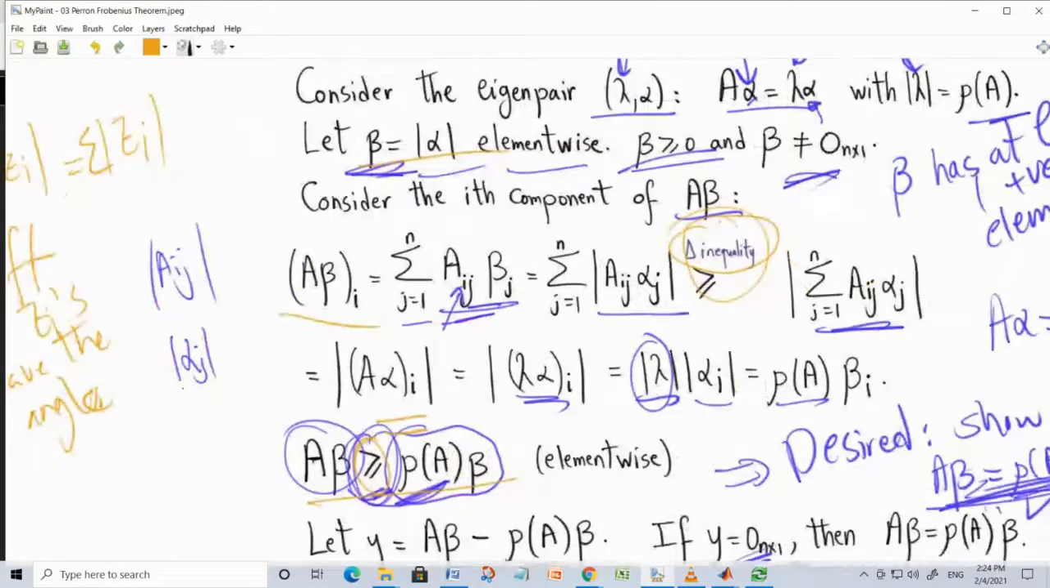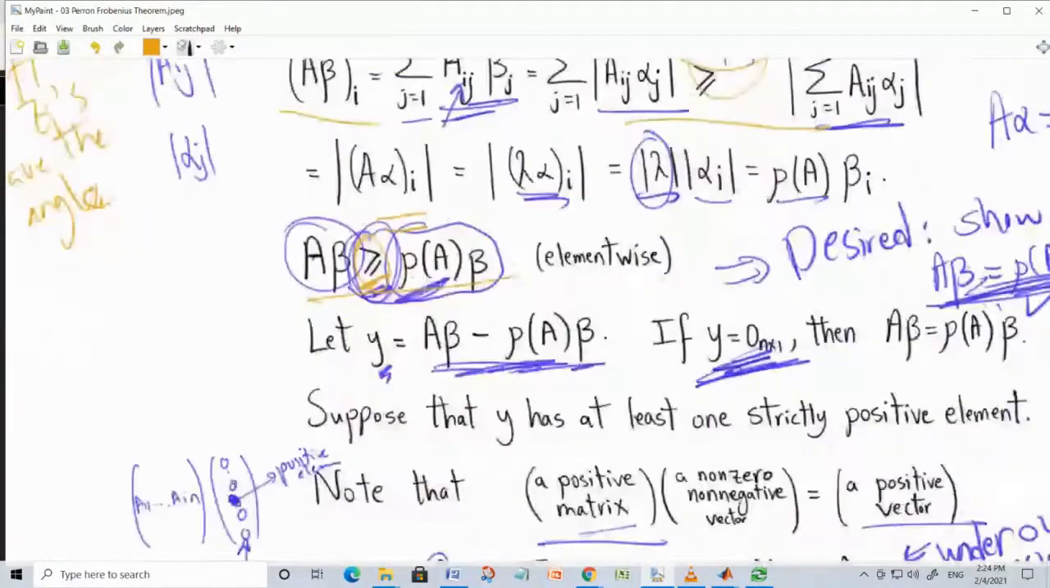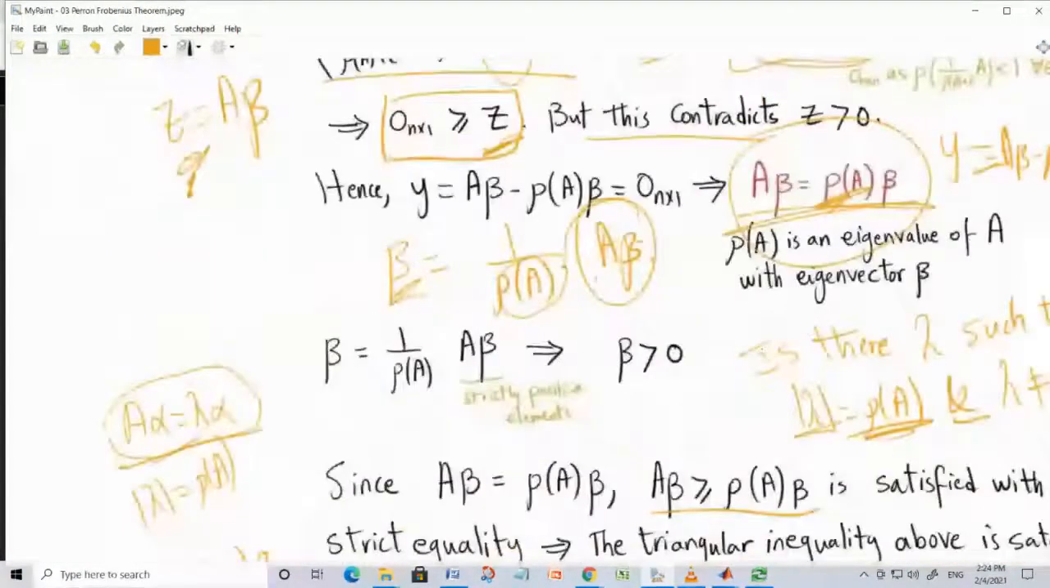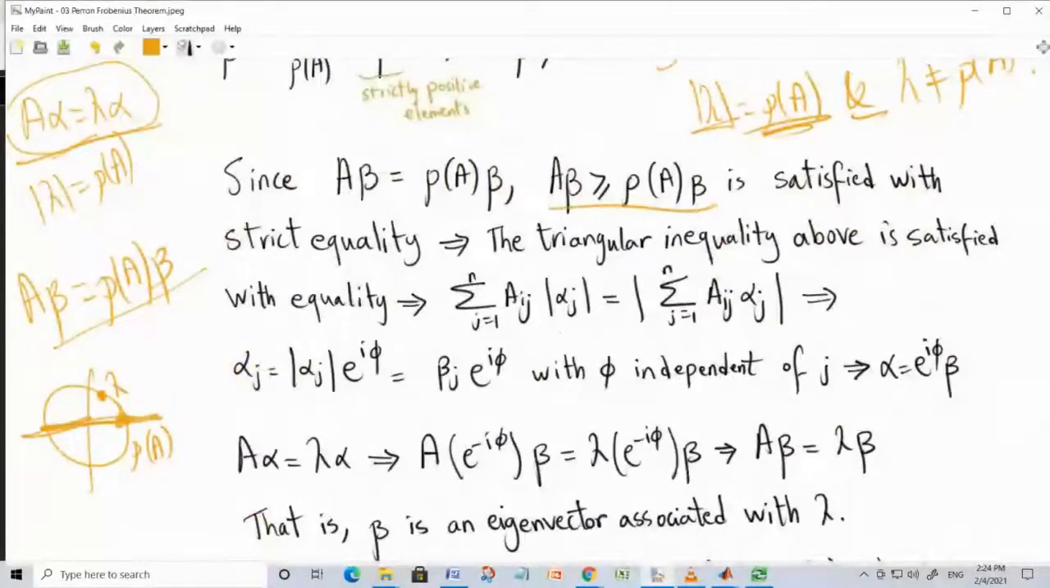Okay, so by contradiction, we proved that this is satisfied with equality, which means that we have a triangle inequality that is satisfied with equality. So this is the triangle inequality, and now it is equality. And so it means that those alphas have the same angle.